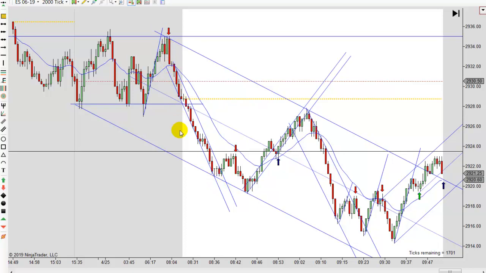But if you don't get in here, then you've got to wait on this second entry down here, and then you get to make a first entry, a second entry. It's the first break of that trend line, and you make another move down, and then it bounces.